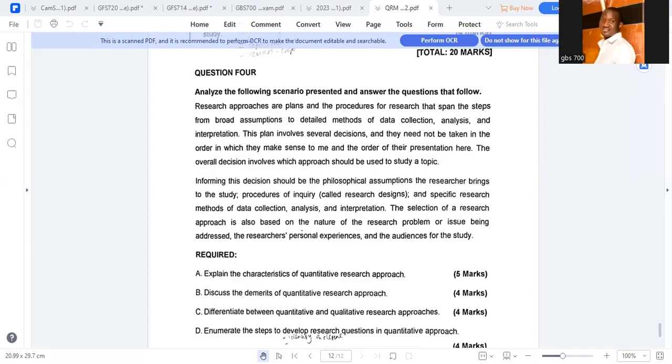So population, I said, is the entire group of individuals. Then we have what we call the targeted population. The targeted population is a specific group that we endeavor to draw conclusions from. Then we also have what we call a sample, which is a subset of the entire population.